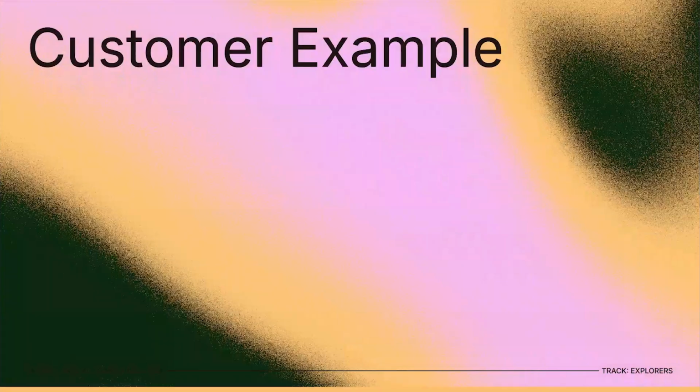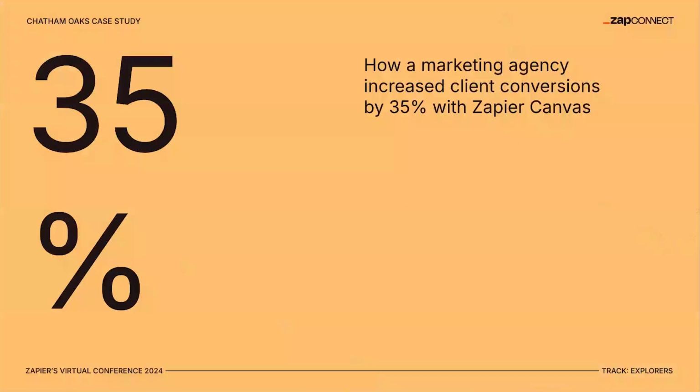Now, let's look at a real-world example of how Canvas can help businesses. Chatham Oaks Growth Solutions is a digital marketing agency that helps small businesses with SEO and automation. They faced a common challenge: explaining intricate automated systems to potential clients. This often created a barrier to sales since potential clients couldn't easily see the benefits of adding automation. Matt Stevens, president and owner of Chatham Oaks, used to sketch workflows on graph paper, which wasn't efficient or scalable.